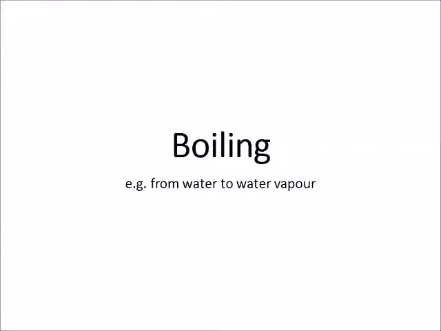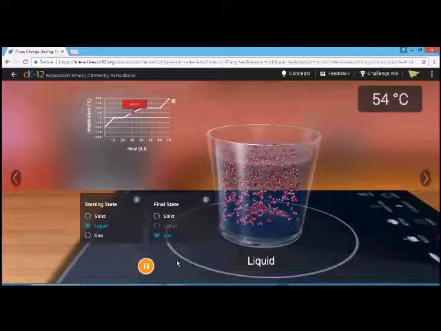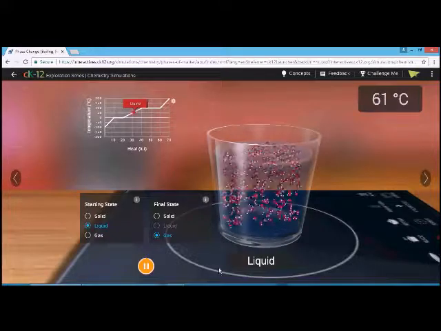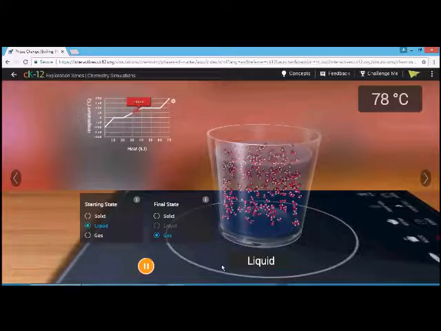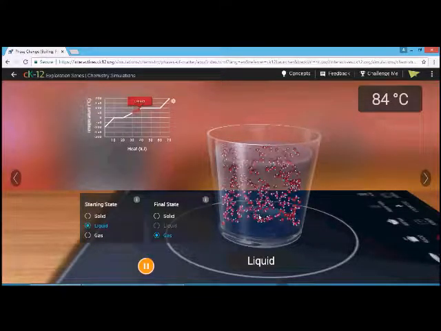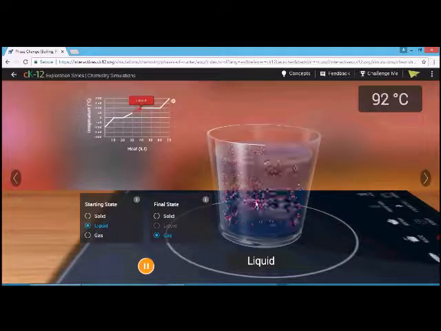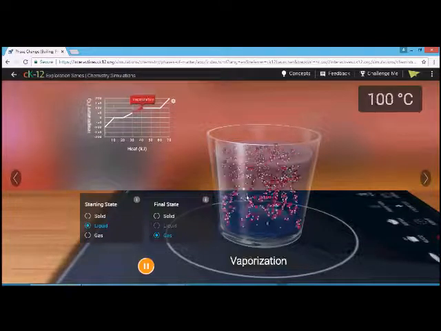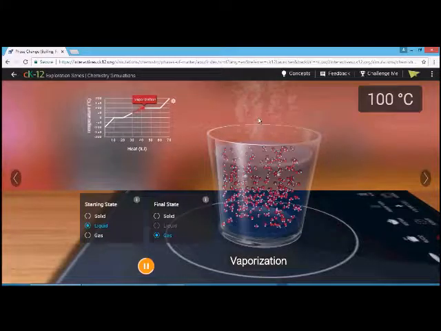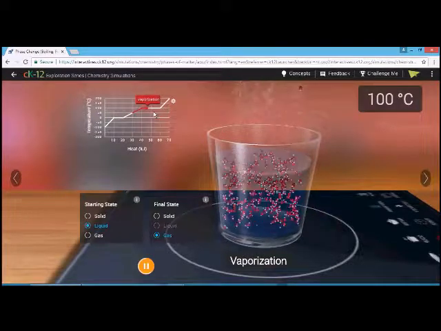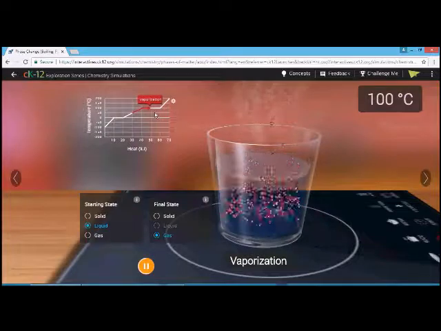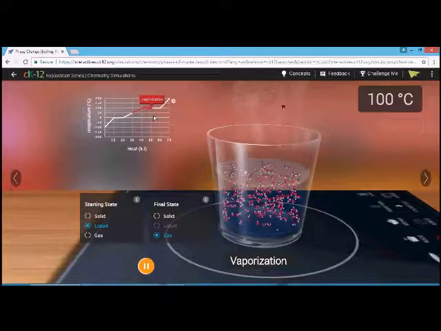Next, let's look at what happens during boiling, such as the change of state from liquid water to gaseous water vapor. When the liquid gains heat, the water molecules start to vibrate faster and the temperature rises. When water reaches the boiling point, water molecules gain enough energy to break the forces of attraction between the particles, and the liquid water boils to form gaseous water vapor. The temperature stays constant during boiling because the heat supplied is used to overcome the forces of attraction instead of increasing the energy of the particles.